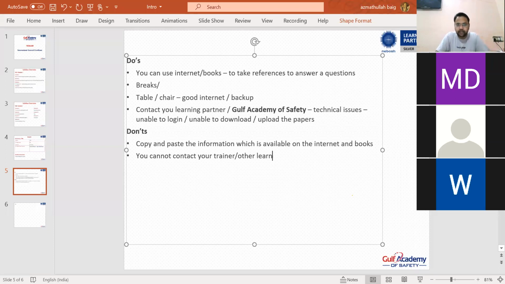So you cannot contact your trainer or other learners for asking any doubts in the question paper, or if you're unable to understand any question, so that he can explain to you about the questions or answers. You cannot contact anybody, neither your trainer nor other learners. These are the two main don'ts that you are not supposed to do. Do not copy and paste, and you cannot contact your trainer. These are the main important things, do's and don'ts. Clear?